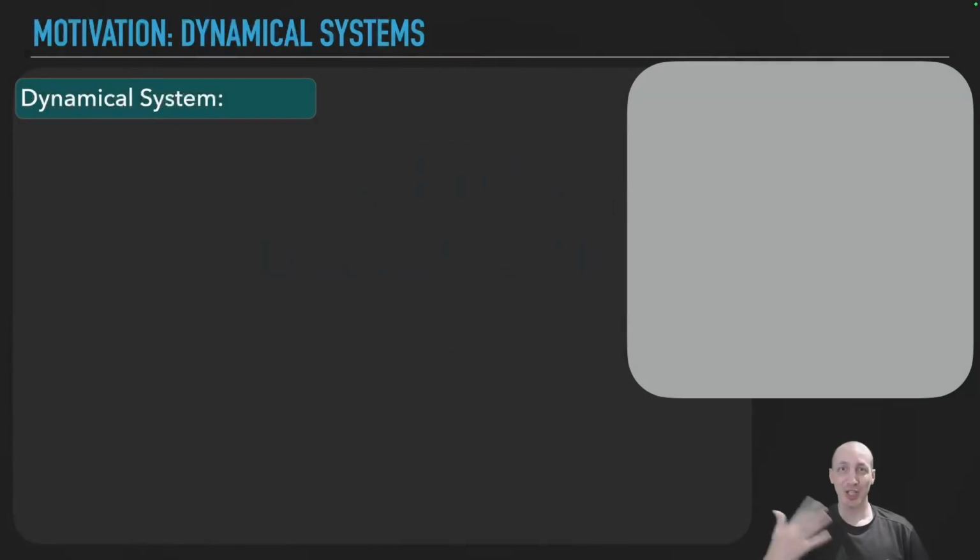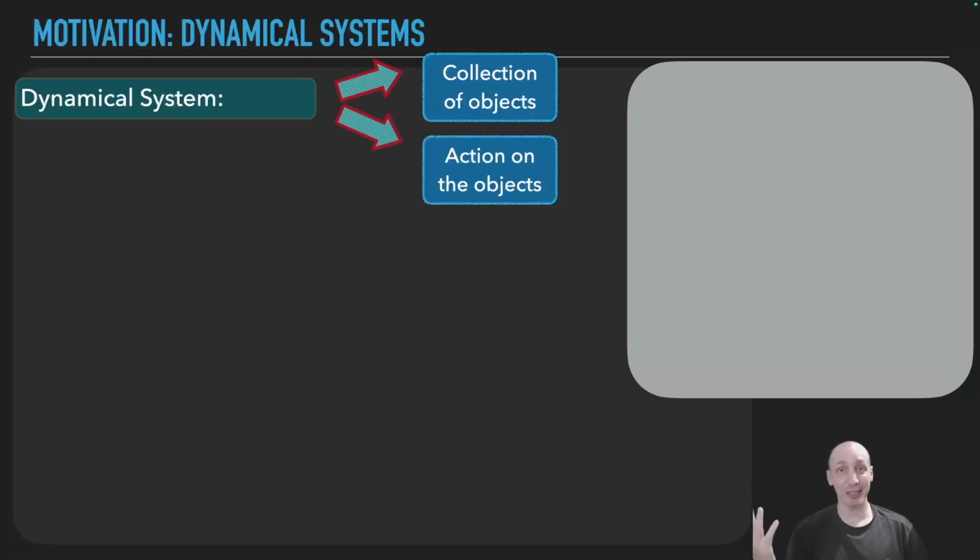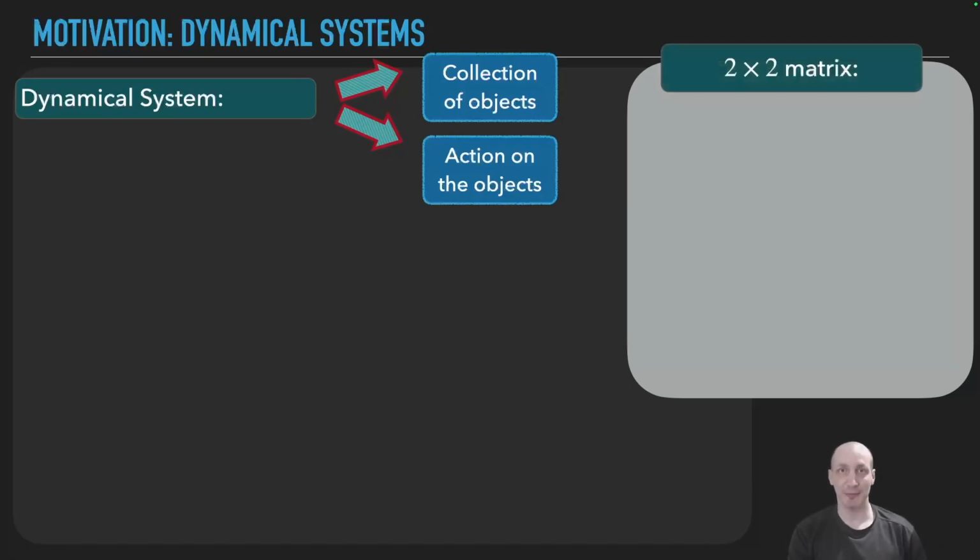So in a very general and abstract way, a dynamical system is just a collection of objects, and they can be in all sorts of arrangements, which we call states, and there is some sort of action which mixes up the objects, or in other words, moves it from one state to the other. So instead of giving you the very formal definition of what a dynamical system is, let's see an example, and I want to talk about 2 by 2 matrices.